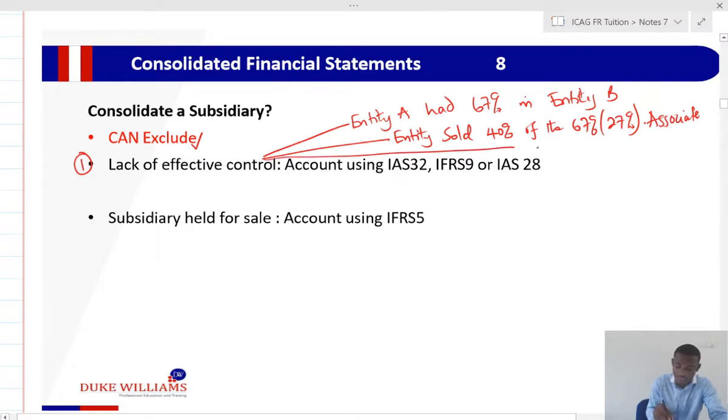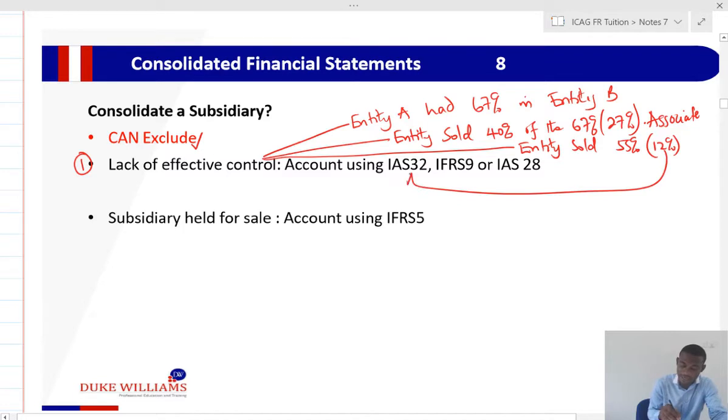Or say that entity A sold 55%, and entity A will be left with 12%. And if it's 12%, then it means that entity A would have to account for it as just a normal investment in shares or equity instrument. So it will be an investment in equity instrument, and that, as we have learned under the IFRS 9 and IAS 32 financial instruments, the principles laid out in those standards is what entity A will use to account, because entity A has lost control.